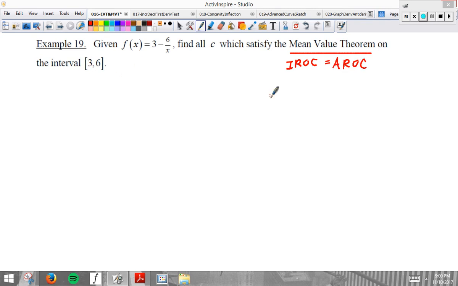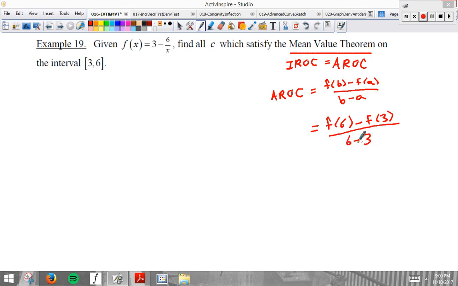Our first goal of business will be to calculate A rock. In case you forgot, it's still that same formula. F of B minus F of A over B minus A. The average slope, the average rate of change. F of 6 minus F of 3 all over 6 minus 3.